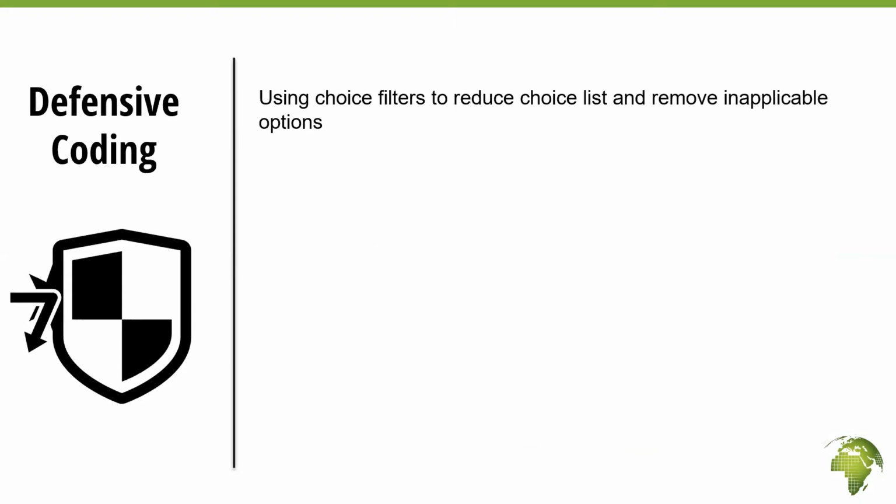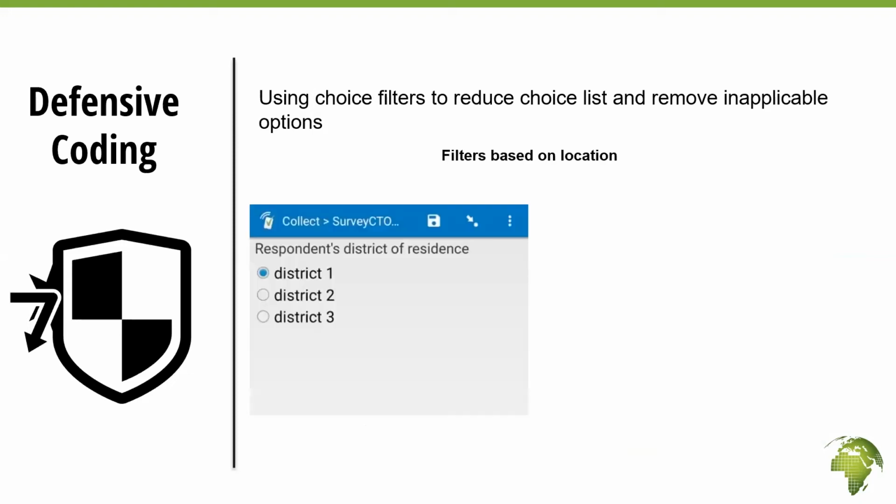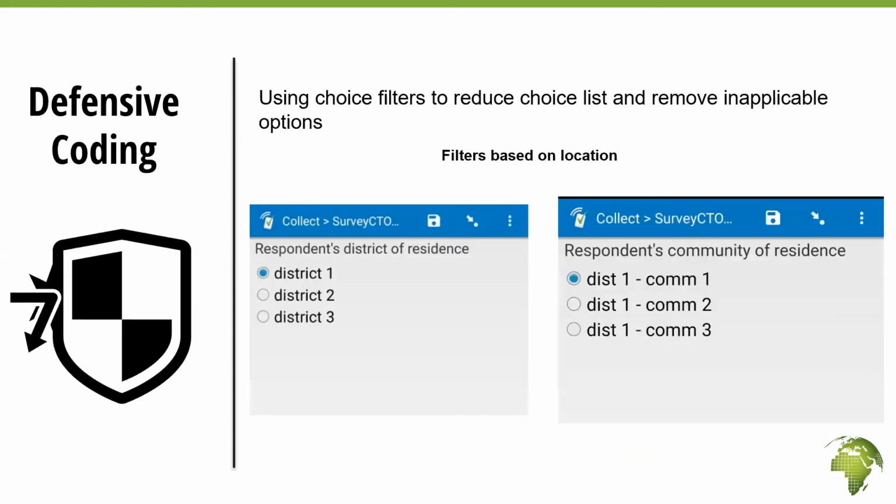We also use choice filters to reduce the choice list and route inapplicable options. So, for instance, you could filter your choices based on location. If someone selected that the respondent resides in District A, you only want the communities in District A to appear when they are selecting their community, and not all the communities. So we use the filters to ensure this.